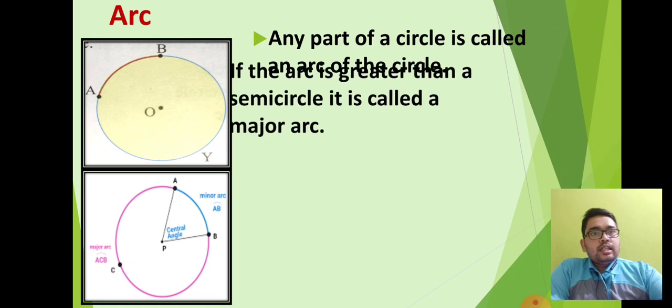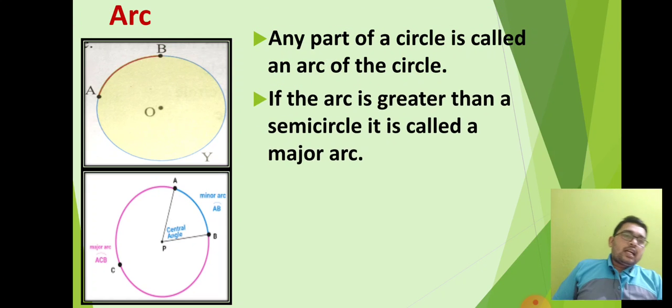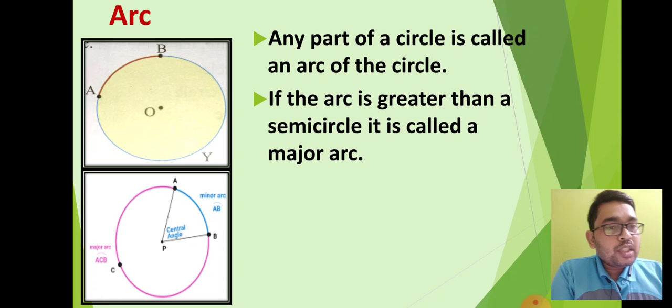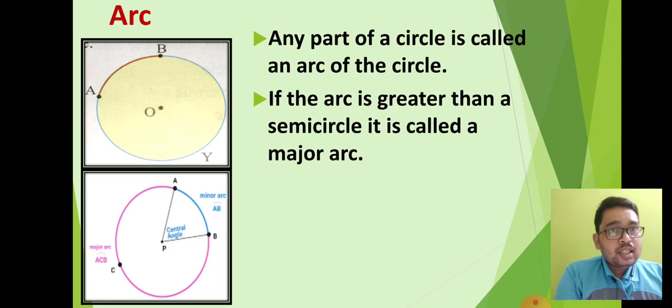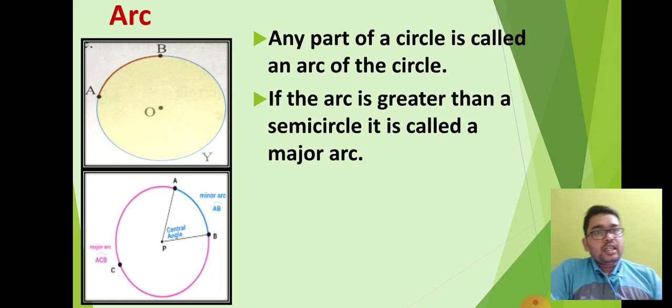Now the next one is the major arc and minor arc. What is the major arc and minor arc? Second figure, below the first figure. The second figure is showing some part with the pink color, and some part with the blue color. So the pink part is the major arc.